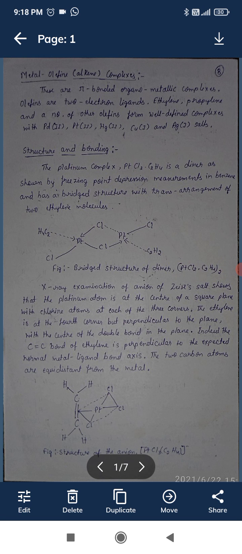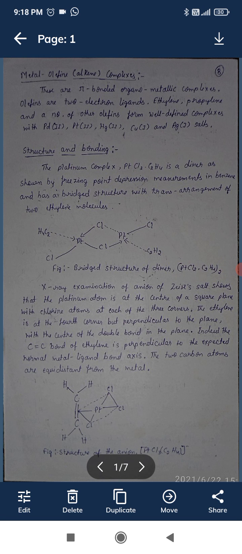X-ray examination of the anion of Zeise's salt shows the structure below. The platinum atom is at the center of the square plane with chlorine atoms at three of the corners. Ethylene is attached at the fourth corner, but perpendicular to the plane, with the center of the double bond in the plane.